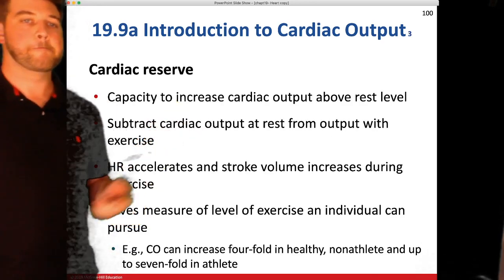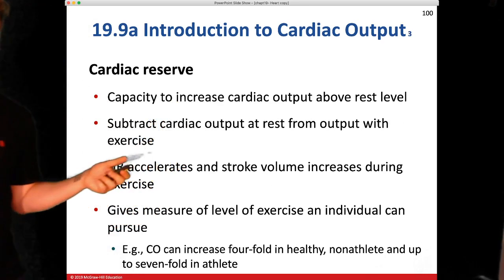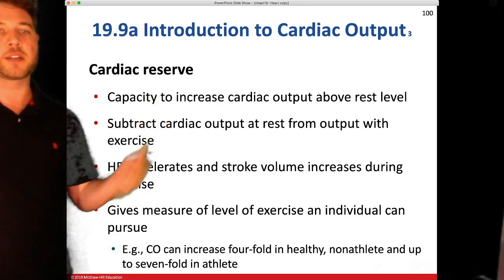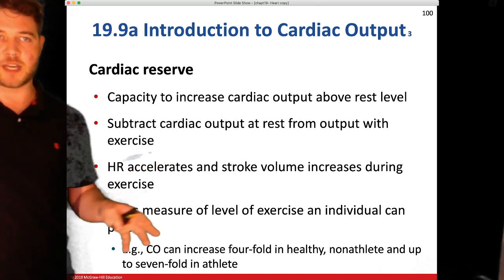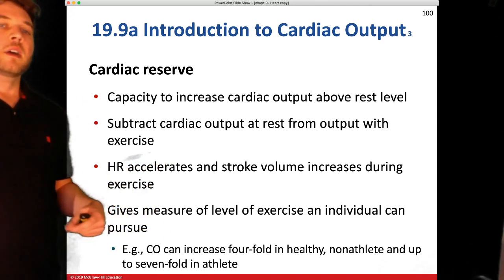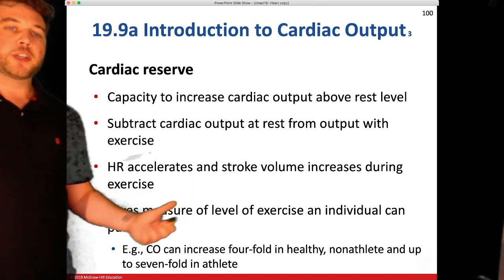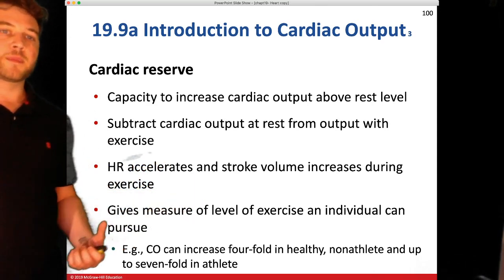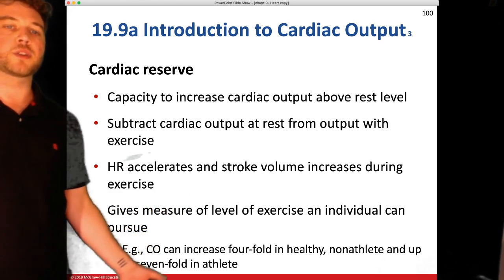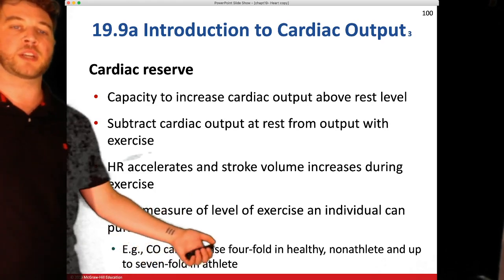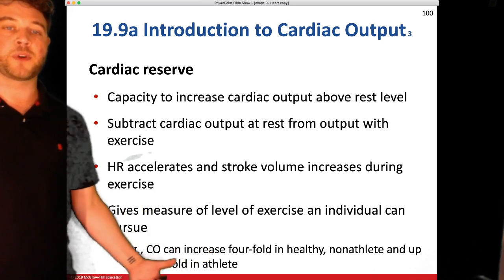It can do more. You subtract cardiac output at rest from output with exercise, and you get the cardiac reserve. Pretty straightforward. I'm not going to make you do a ton of math, by the way. Don't worry about that. Your heart rate accelerates and stroke volume increases during exercise. This gives measure of level of exercise an individual can pursue. So your cardiac output can increase 4-fold in healthy non-athletes and up to 7-fold in an athlete.